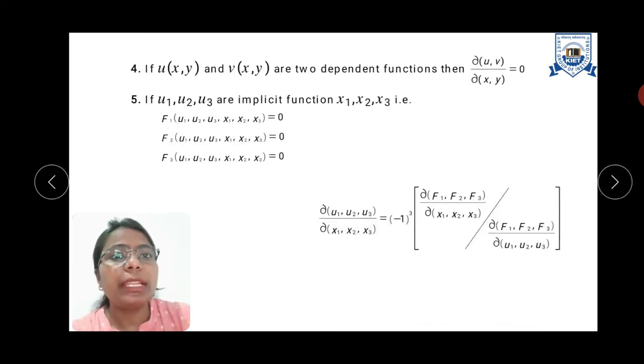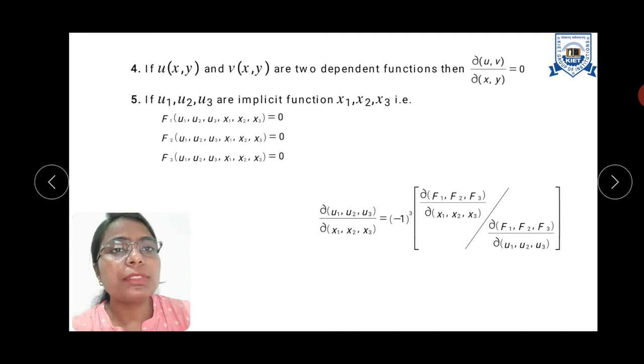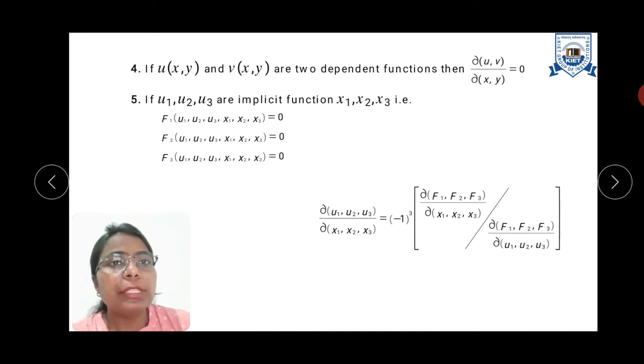Our fourth property is, if u and v are two dependent functions, then the Jacobian of uv with respect to xy is equal to 0. It means if we have to check the dependency or independency of two functions, then we must calculate the value of the Jacobian. If their Jacobian is equal to 0, then we can say that u and v are dependent functions. And if their Jacobian is not equal to 0, then we can say that u and v are independent functions.